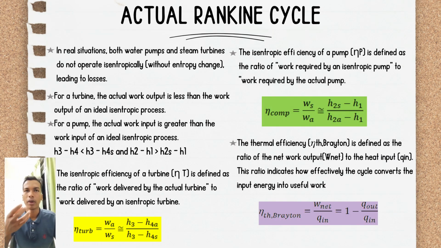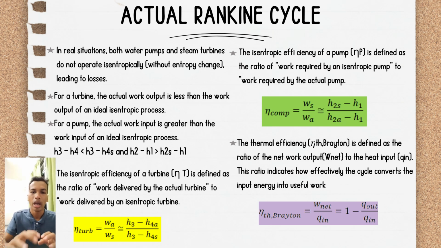Okay, now we move to the part on the actual Rankine cycle. In the real situation, both the water pump and steam turbine do not operate isentropically, or in other words, without entropy change. For a turbine, we can see the actual work output is less than the work output of an ideal process. But for a pump, the actual work input is greater than the work input of an ideal isentropic process.